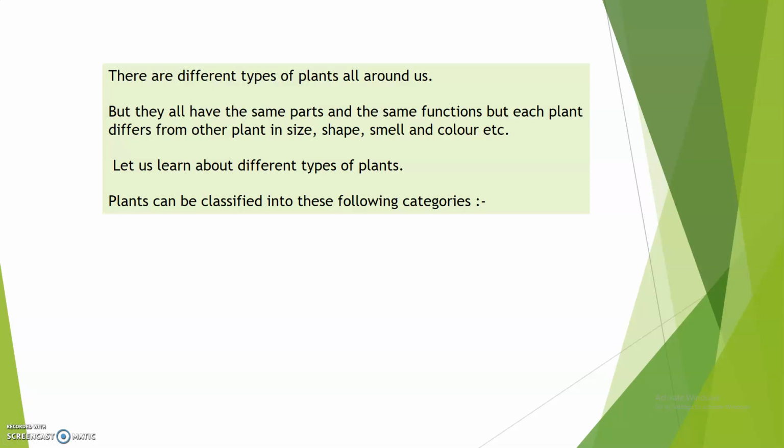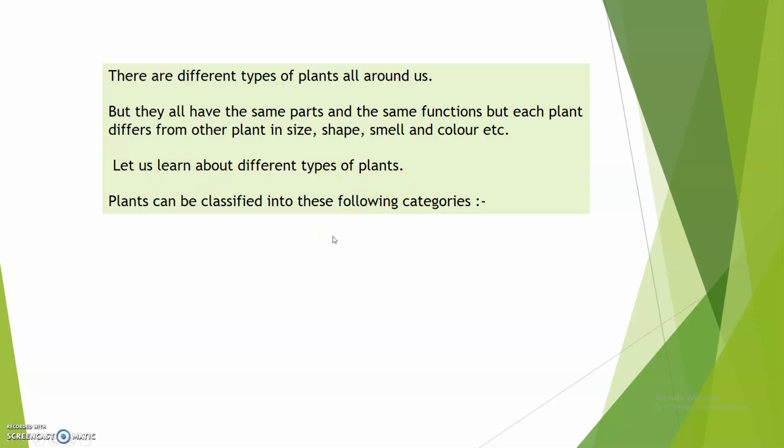For example, if you take a banyan tree and a lemon plant, then you can understand the smell of the leaves is different. The shape is different. The banyan tree is a very big and giant tree, whereas the lemon is a very medium or small size. It has a vast, huge shape in the banyan tree, while the lemon has a very moderate shape. Now let us learn about different types of plants.